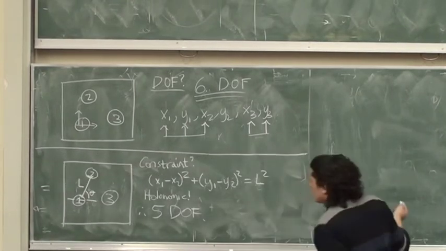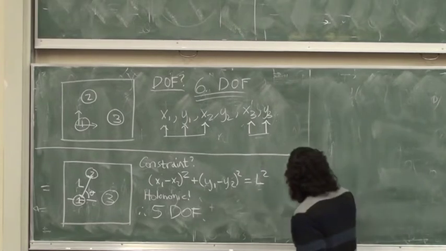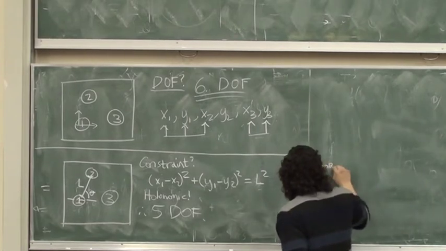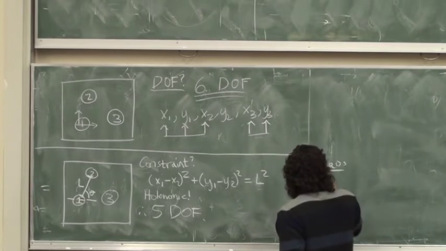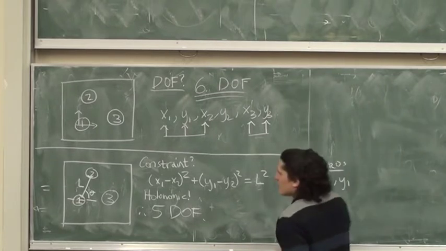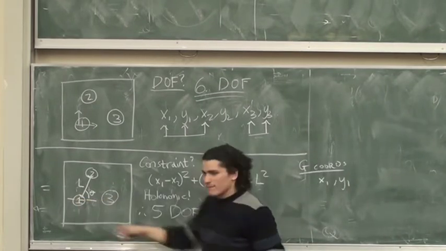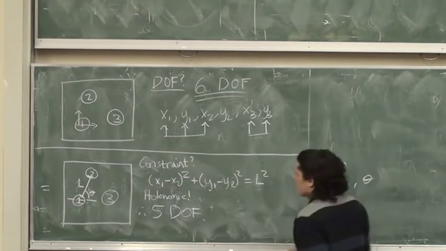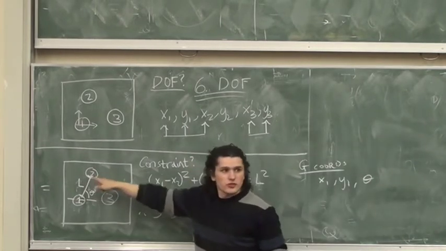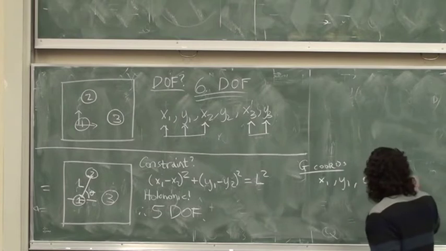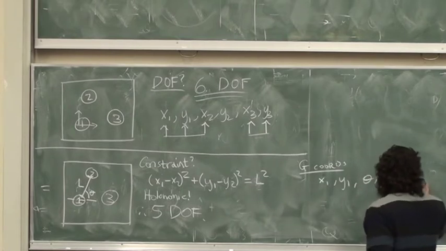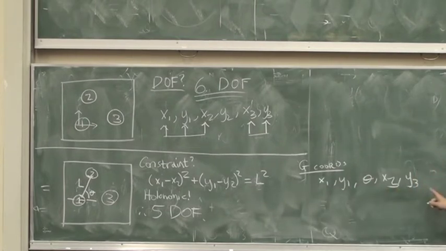If I do that, I can write my generalized coordinates as x1, y1, the coordinates of particle 1; theta, the angle from particle 1 to particle 2; and x3 and y3, the coordinates of particle 3. How many are there? Number of degrees of freedom.